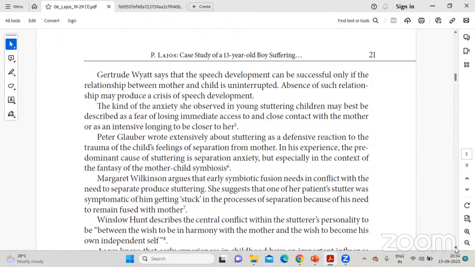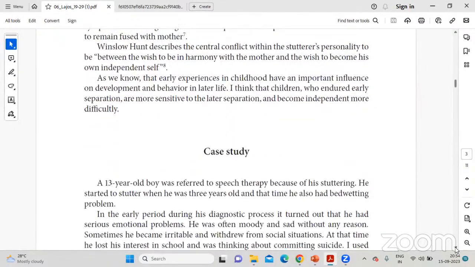For example, you can see they talked about separation from mother, then fear of losing immediate access or close contact with the mother as a causal factor. They talked about a research study where stuttering was seen as a defensive reaction to the trauma of the child's feeling of separation from the mother. So all these were presented to build the background of how or when a particular phenomenon occurs in general, not for this particular case, but in general. Okay, so that's the background.